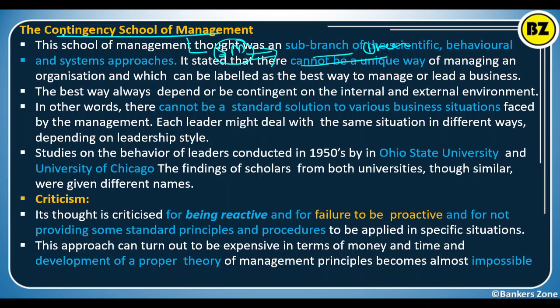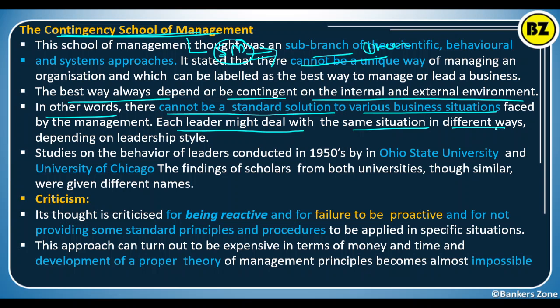According to the contingency school of management, the best way always depends on the internal or the external environment. In other words, there cannot be a standard solution to various business problems, right? Now each leader might deal with the same situation in a different way, depending on his leadership style, right?